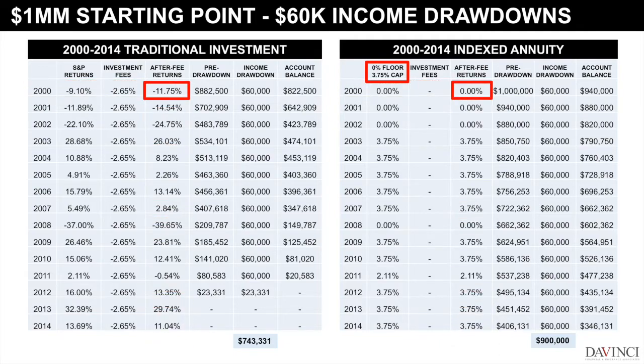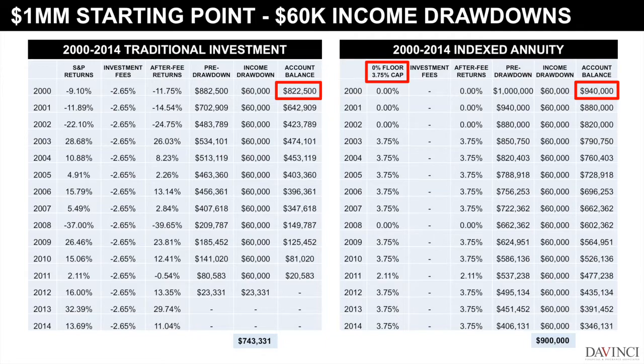So the net return in the traditional retirement account on the left side of the screen in the first year would have been negative 11.75%, whereas in the indexed annuity on the right side of the screen, you would have lost zero in that year. Again, that's the power of the 0% protective floor. After the net returns in that year, here's what happens to your account in both scenarios. And here's where we're pulling out $60,000 per year in retirement income from both scenarios. And here's where your account balance ends up after that year's returns and after pulling out $60,000 in retirement income. So that's what happens when the market's down.